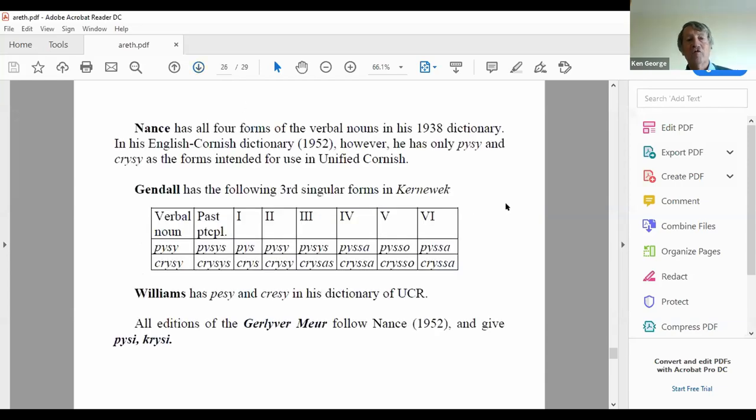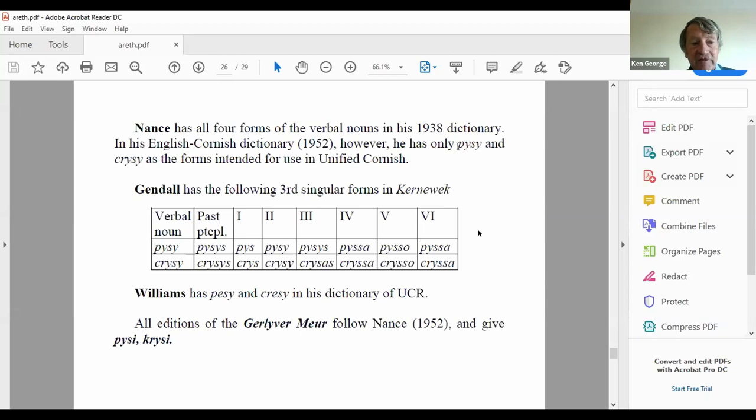Now, what about revived Cornish? Well, we've already seen that Nance had all four verbal forms in 1938. The 1938 dictionary, remember, was both prescriptive and descriptive. But his 1952 English-Cornish was more prescriptive, and he uses only Pizzy and Krizzy.